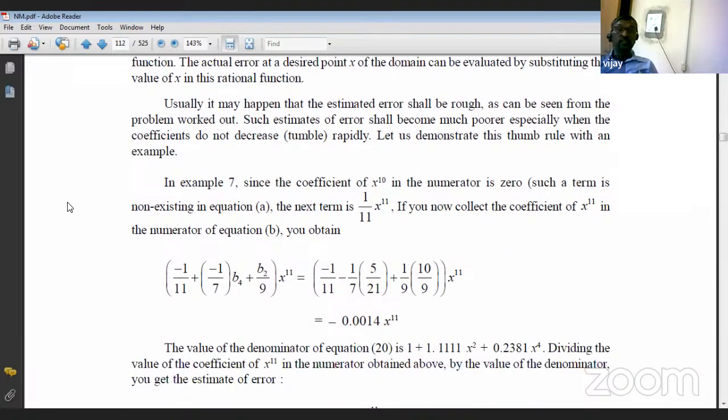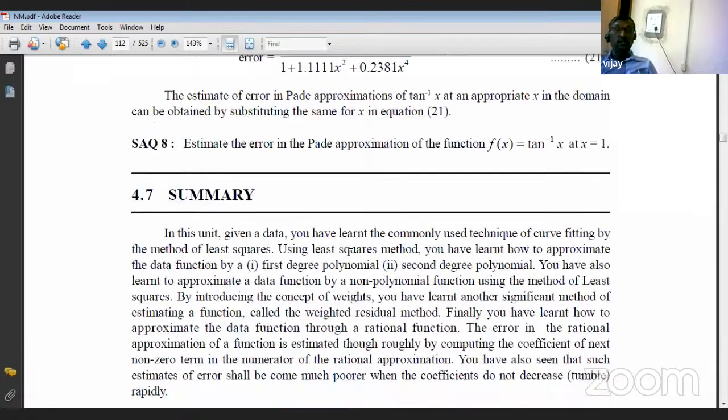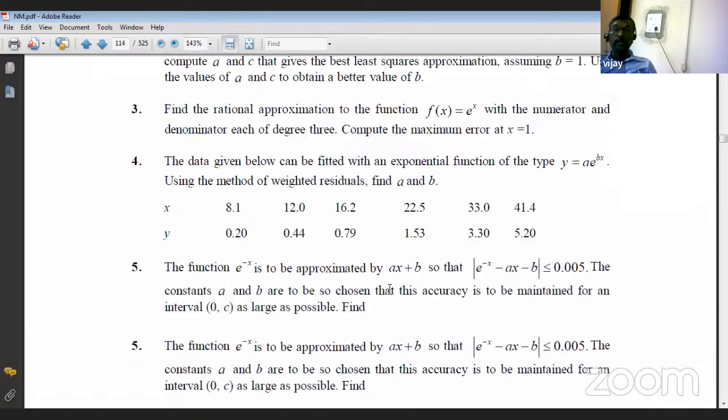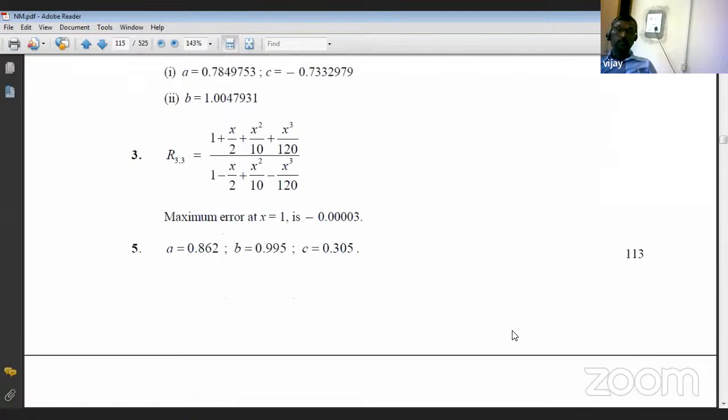We can see these values here. This is the least squares approximation you have learned today. Now I am going to another topic.